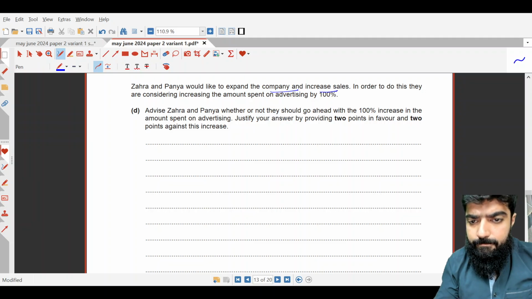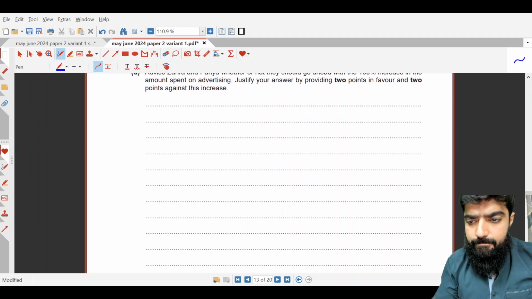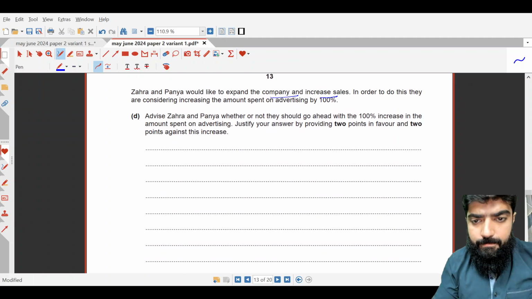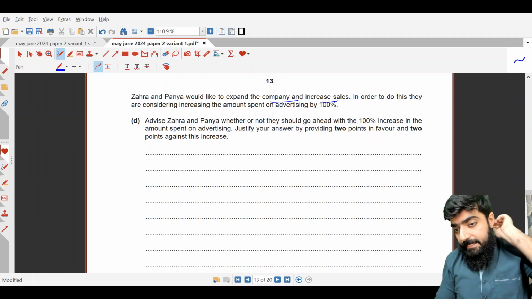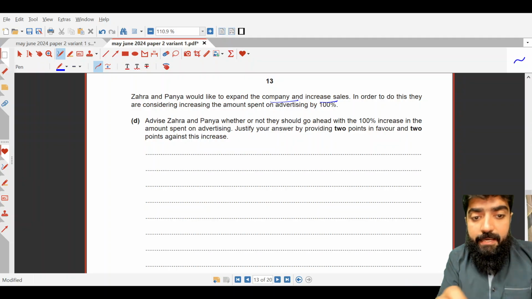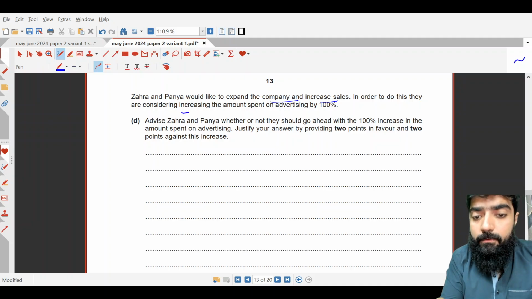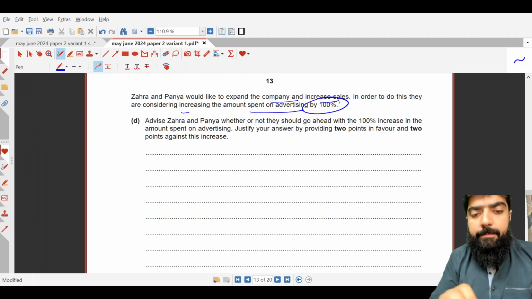Because this makes up like the most of the composition if you think. It's for 6 marks and it makes up like 1/4 of the composition at least. Yes, exactly. So we have Zara, and Pania would like to expand the company and increase sales. In order to do this, they are considering increasing the amount spent on the advertisement by 100%.